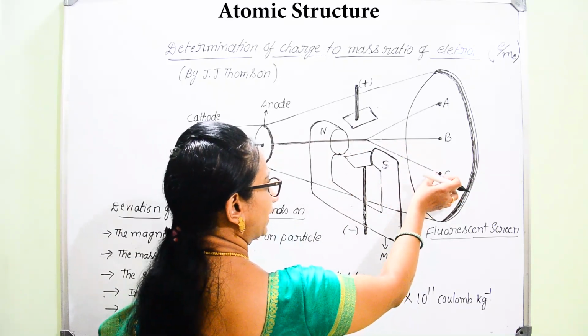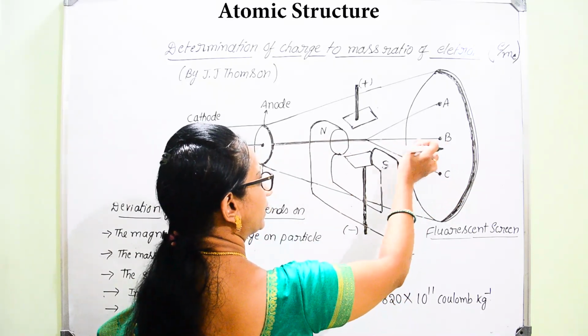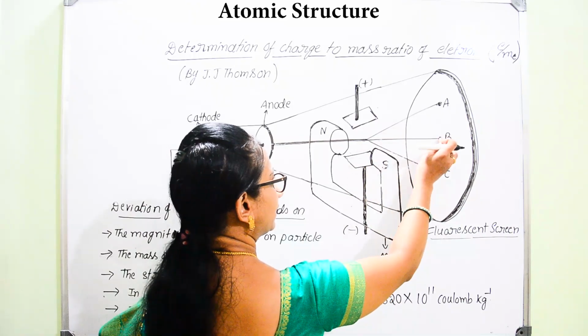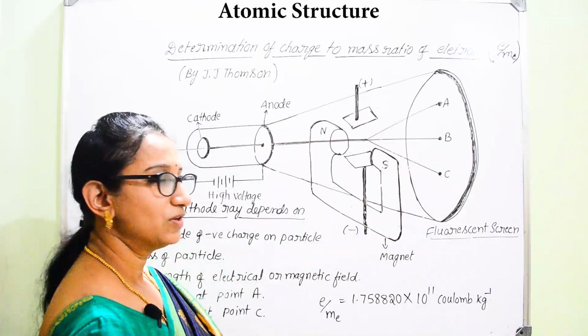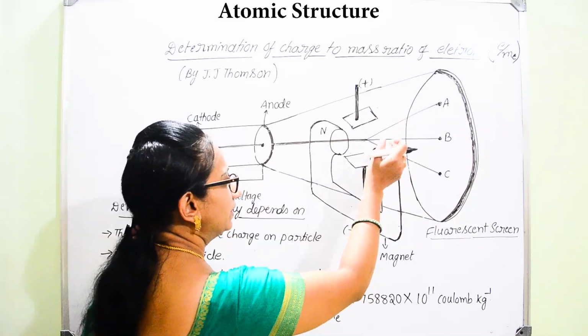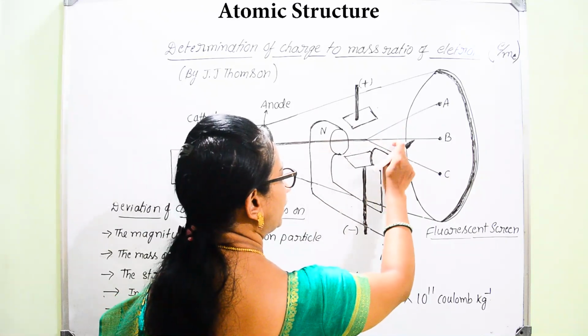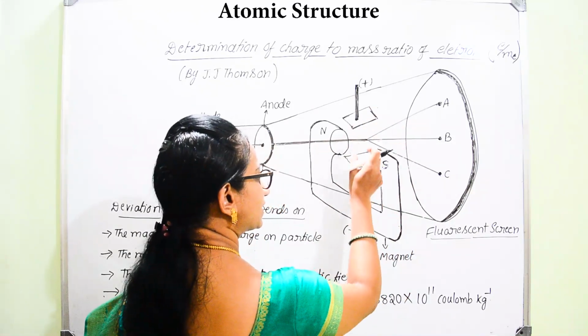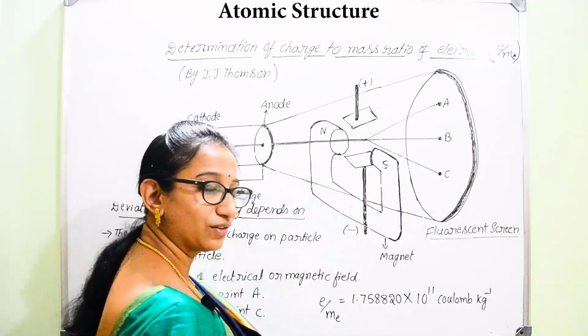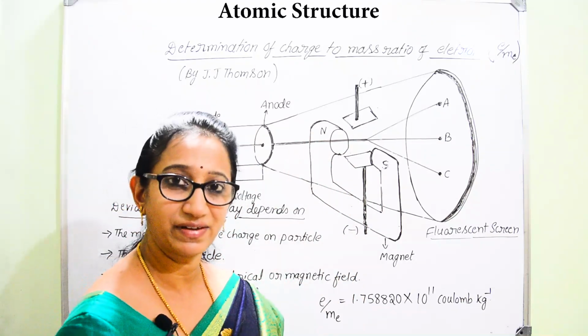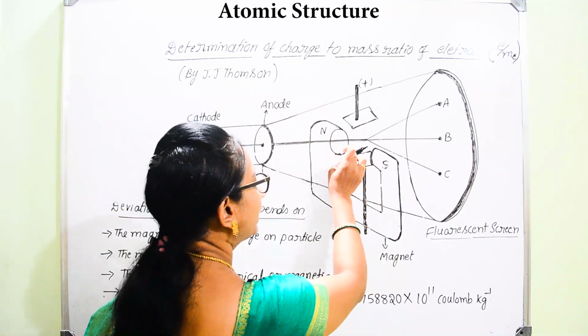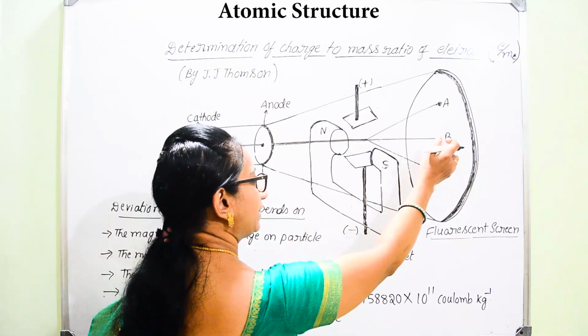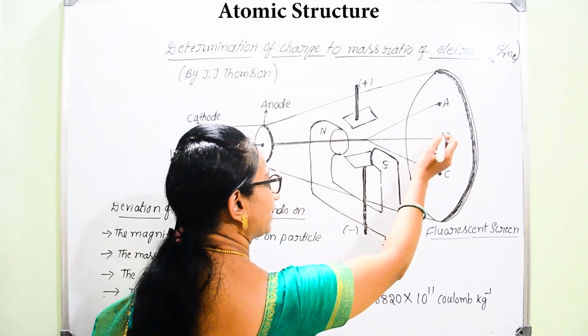There will be no deflection here. The deflection angle will become almost a straight line, that is, 0 angle. He will arrange the strength of the electric field and magnetic field in such a way that he finds no deflection. Exactly, he will find that spot in a straight line at B.